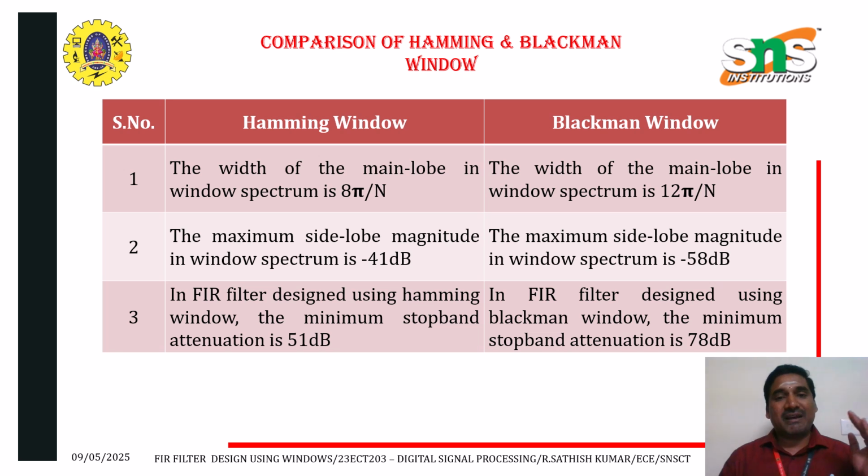Now we can see the comparison of Hamming and Blackman window. In Hamming window, the width of the main lobe in the window spectrum is 8 pi by n. In Blackman window, the width of the main lobe in the window spectrum is 12 pi by n. The maximum side lobe magnitude in the window spectrum is minus 41 dB for Hamming, and minus 58 dB for Blackman window. The minimum stop band attenuation is 51 dB in Hamming window, and 78 dB in Blackman window.